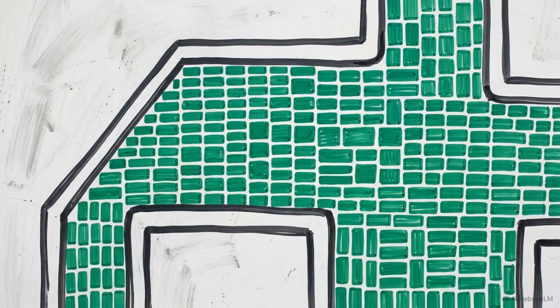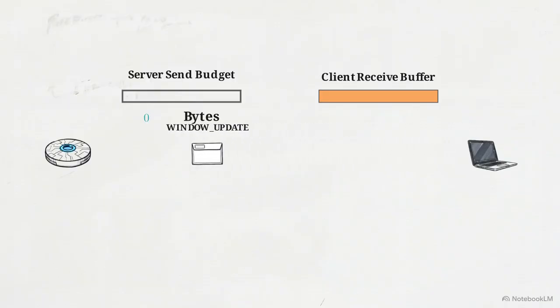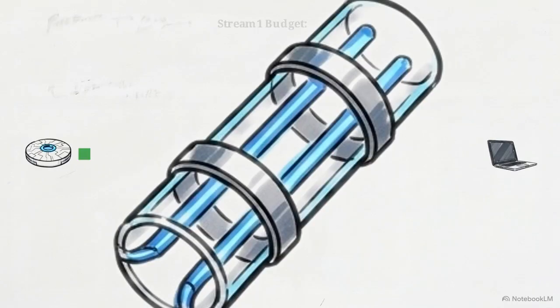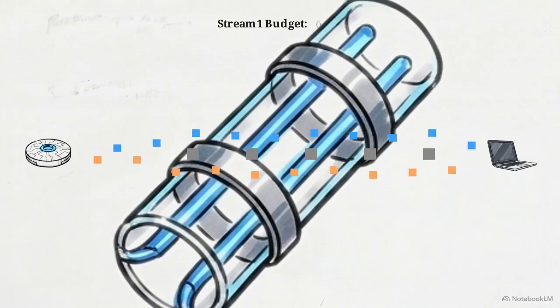Sharing a single pipe creates a new challenge. What happens if the server sends a massive file, but the client application is reading that data very slowly? To prevent a slow device from getting overwhelmed, HTTP/2 uses a strict budgeting system called flow control. As you see here, when the client's receive buffer fills up, it shoots a special frame back to the server called a window update. This tells the server exactly how many more bytes it is allowed to send. If the server uses up its entire budget before receiving another update, it pauses sending data for that specific stream. This protects the memory of the connection, so other, faster streams can keep flowing.